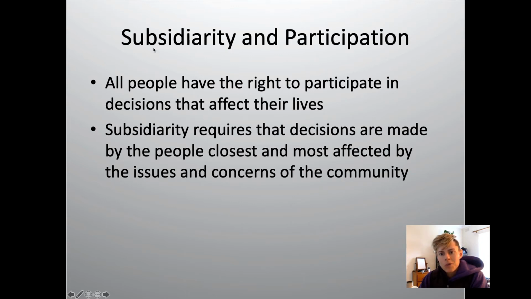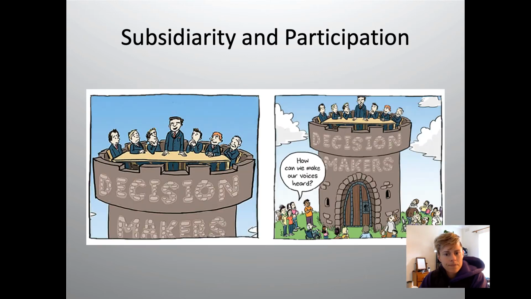Okay, a new word for some, subsidiarity and participation. Let's start with the latter. Social justice requires participation in the decisions that affect people's lives and people's health. Subsidiarity goes one step further and argues that it is the people closest to the decisions, those most affected by the issues, that should be consulted and participate in the decision-making process.